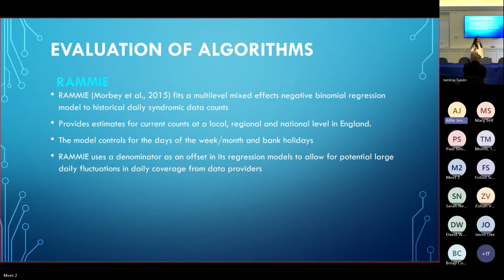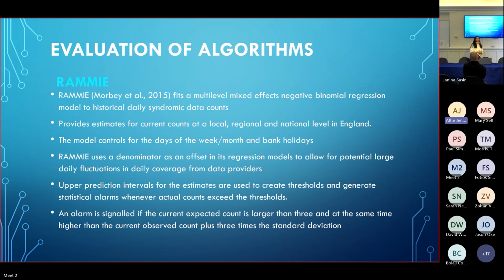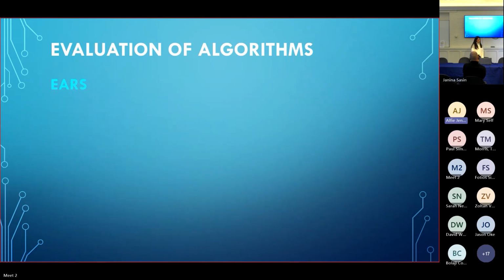RAMMIE also, within the regression model, adjusts for bank holidays and the day of the week. Because it runs daily, it has to take into account the days of the week. So Monday reporting is different from Friday reporting. It's different from bank holiday reporting. Maybe during bank holidays, people might report less. And it uses as an offset the daily fluctuations within the data. For threshold, RAMMIE uses a threshold based on three times the standard deviation. So if the current day exceeds three times the baseline standard deviation, then an aberration is signaled. So that's how RAMMIE works.